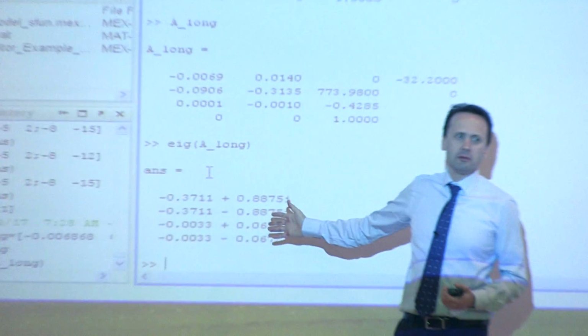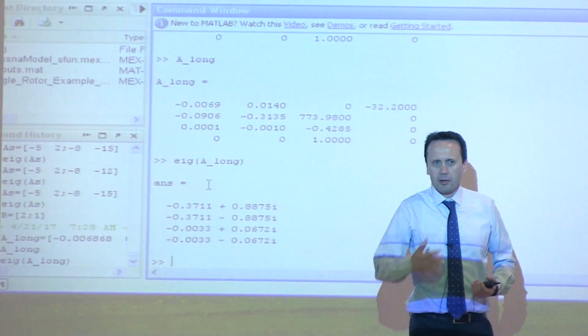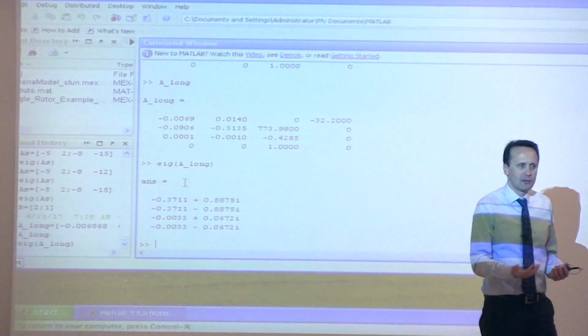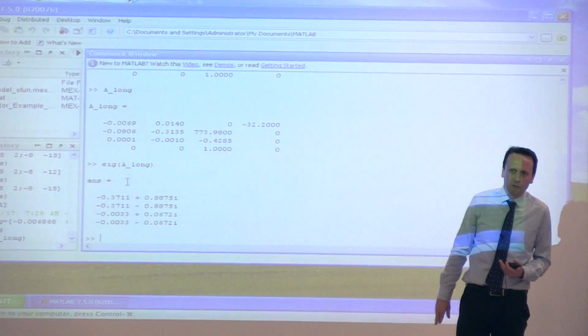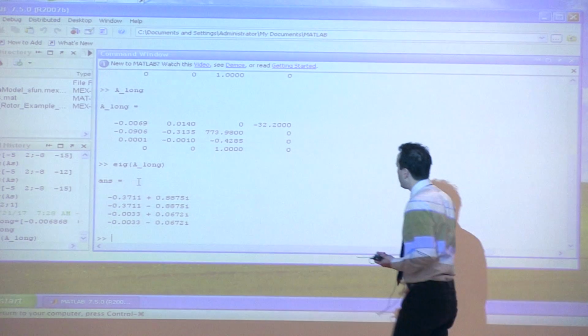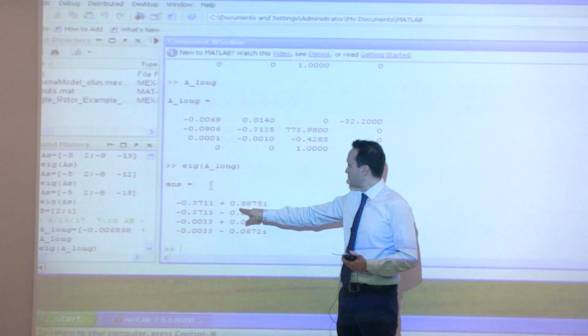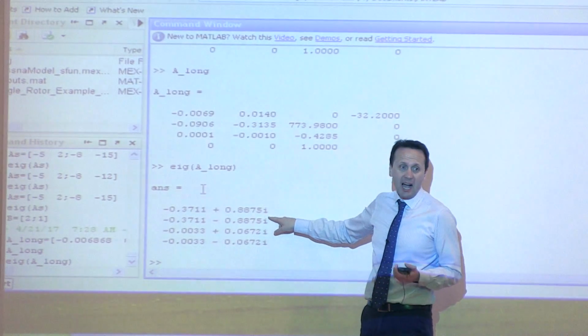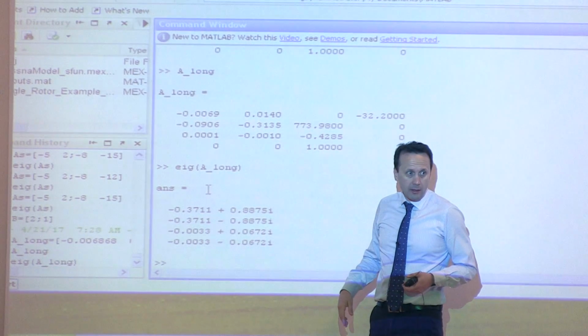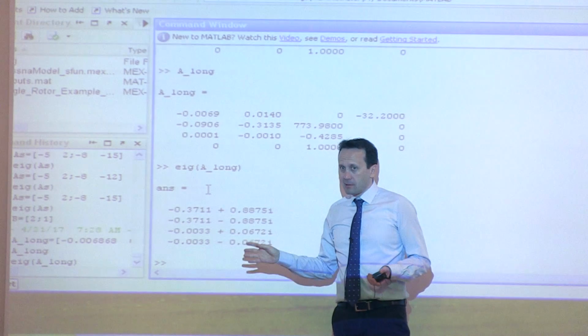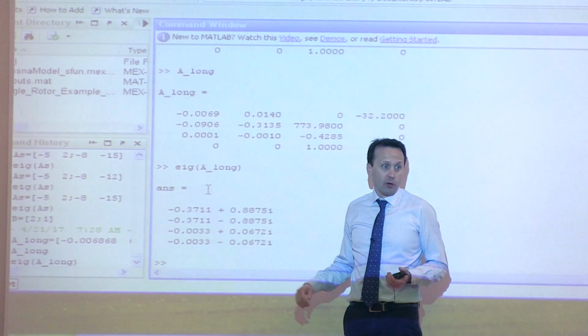What do you see? What else do you see? What can you tell me now about these numbers? Now we learned a lot about these things. What can you say? Yes, please. It oscillates. Why do we have oscillation? Because of these things, because it's a complex number. It's 0.8875 I. I is a complex variable. So this is a complex number. So it oscillates. There's definitely oscillation.